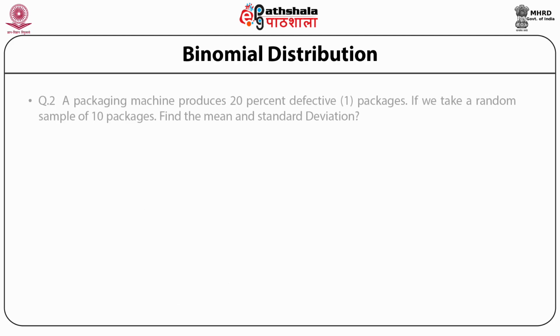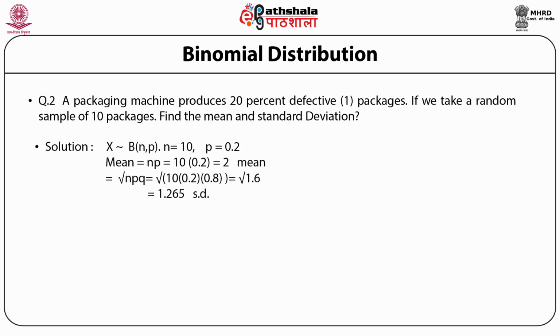Next question: a packaging machine produces 20% defective packages. If we take a random sample of 10 packets, find the mean and standard deviation. So here X follows binomial distribution with n and p. n is 10 here, probability is 0.2. So use the formula of mean and standard deviation, that is np and the square root of npq for standard deviation.